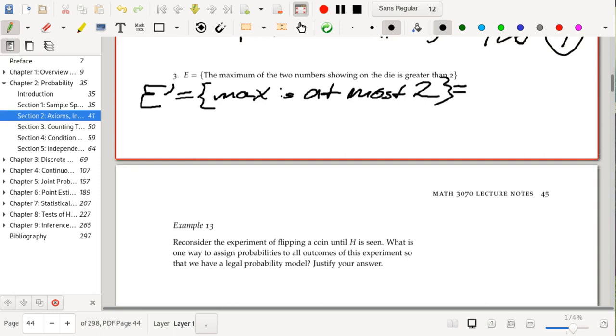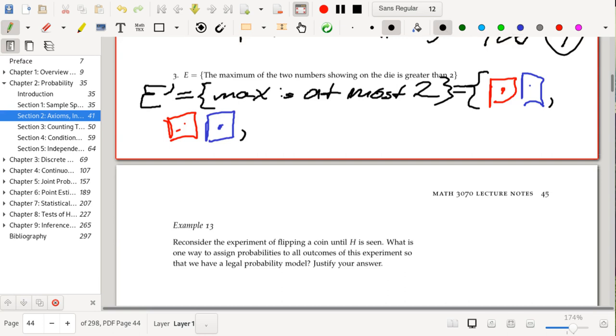What are combinations of dice faces where the maximum is at most 2? Well, I said that the red dice is first. So we have the situation where the red dice is 1 and the blue dice is 1. In that case, the maximum of the two dice is going to be 1, and that is not greater than 2. So this is, in fact, in our event. Then we have the outcome where the red dice is 2 and the blue dice is 1. In that case, the maximum would be 2, and that doesn't exceed 2. So this is in our event.